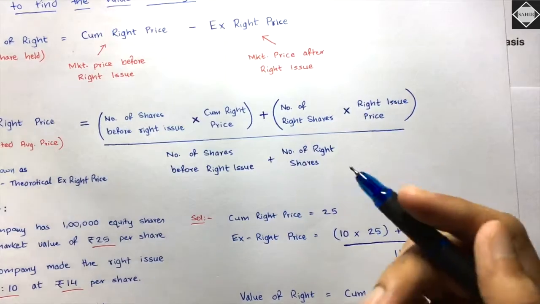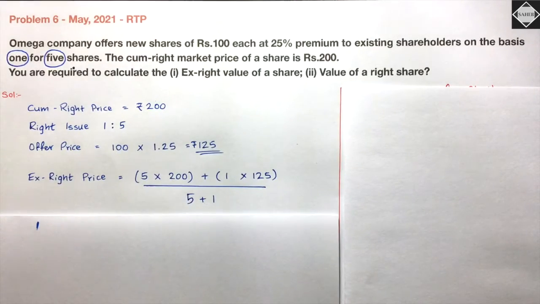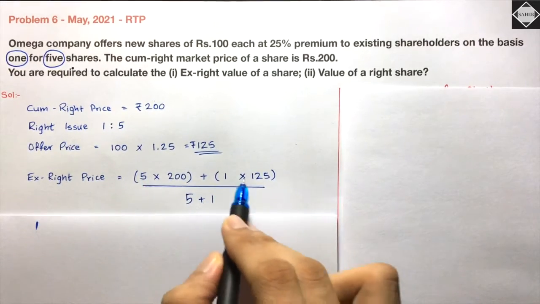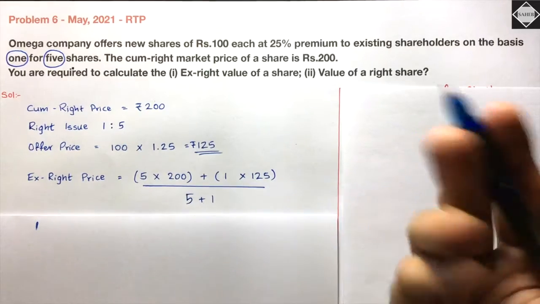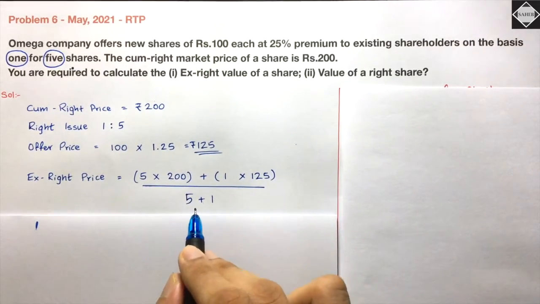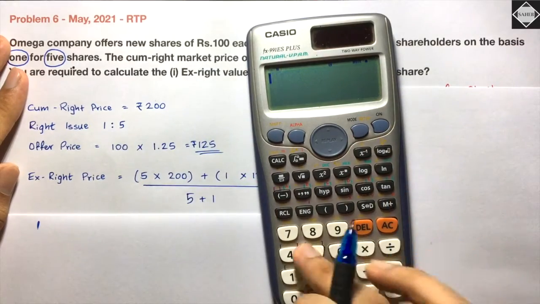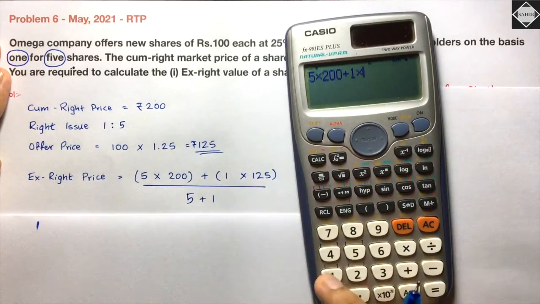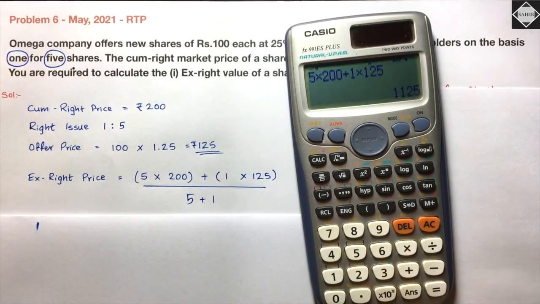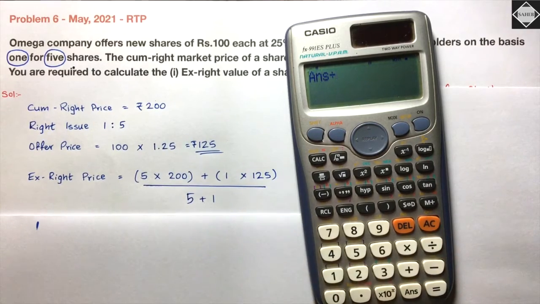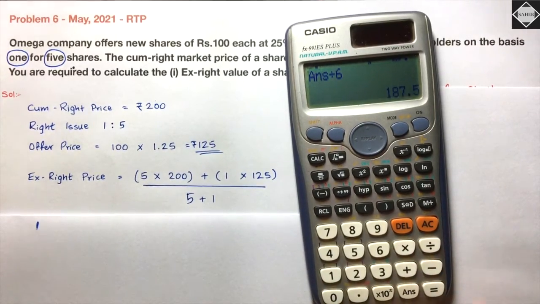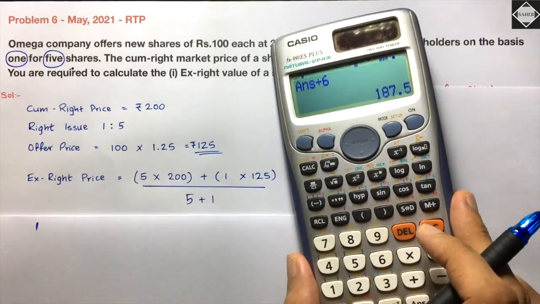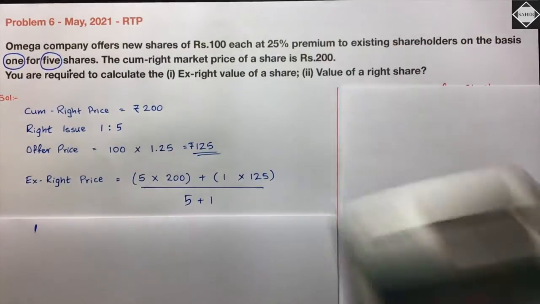divided by 5 plus 1, that will be 6. Yeah, denominator will be 6. That will be the calculation. See, 5 existing shares into 200 cum-right price plus 1 right share into 125 offer price, issue price, subscription price, whatever, divided by 5 plus 1, 6. If we do this in calculator, 5 into 200 plus 1 into 125, that gives me 1125, divided by 6. So that will give me 187.5. So it can also come in decimals. Okay, fine. So 187.5 is the ex-right price.